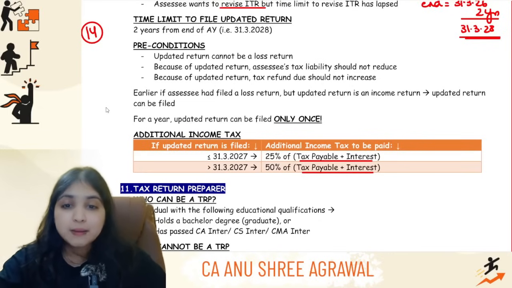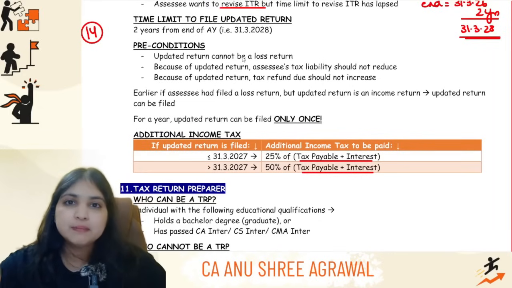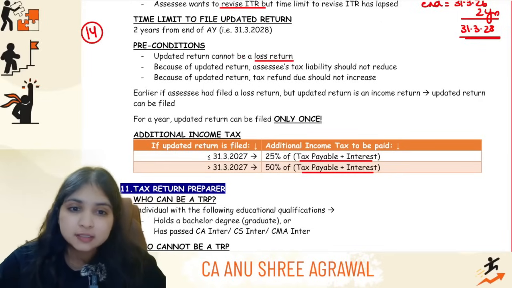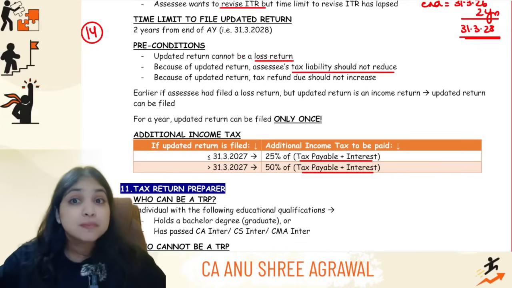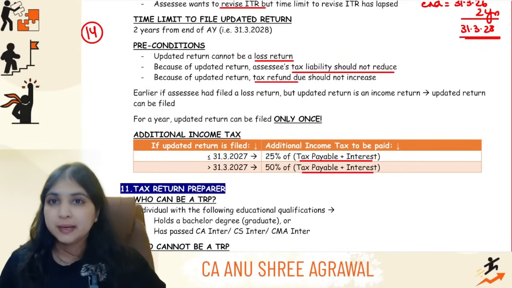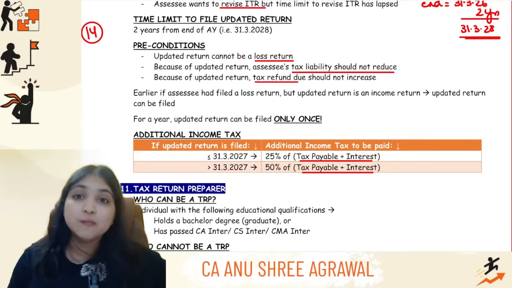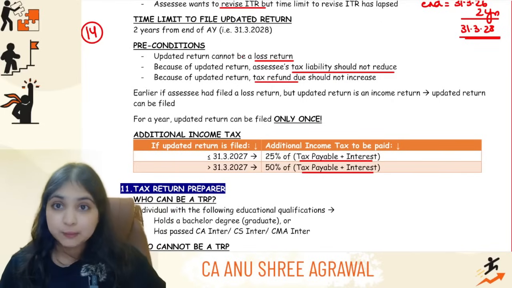Then remember very carefully, for 1 year you can file an updated return only once. Also always remember, because of the updated return, the government should benefit. So if your updated return is a loss return, it is not allowed. If because of the updated return your tax liability is reducing, you can't file it. If you become entitled to a refund, you cannot file an updated return. The government should have more tax inflow. Only then will the updated return be allowed.